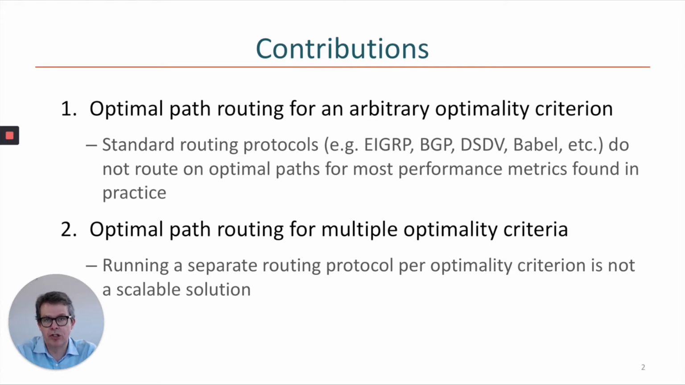We offer two main contributions: a solution to the problem of optimal path routing for an arbitrary optimality criterion and a solution to the problem of optimal path routing concurrently for multiple optimality criteria. An optimality criterion is a relative valuation of the performance metrics that characterize paths in a network. Standard routing protocols such as BGP, EIGRP, DSDV, and Babel route on optimal paths only for a very restricted class of performance metrics. And moreover, they are unable to route concurrently on different valuations of those performance metrics.